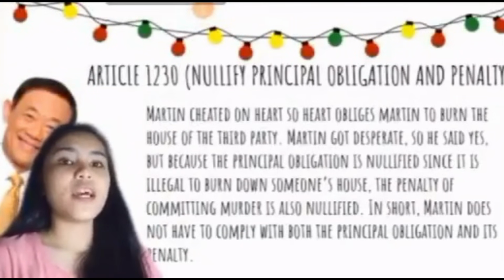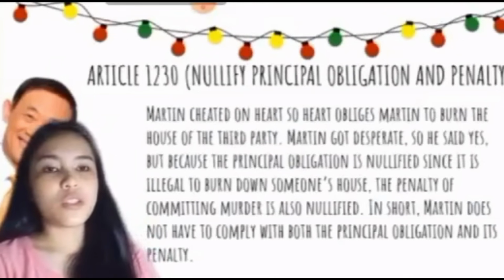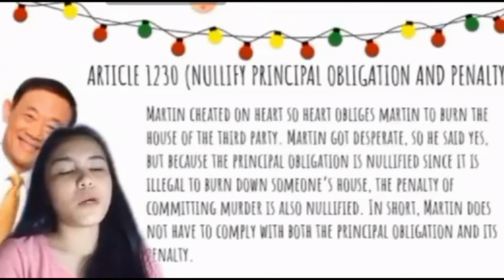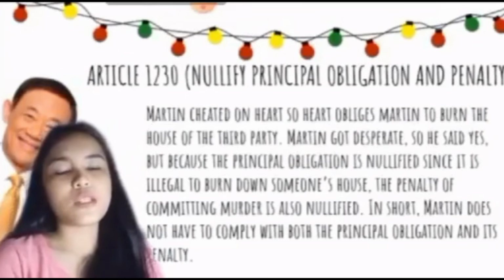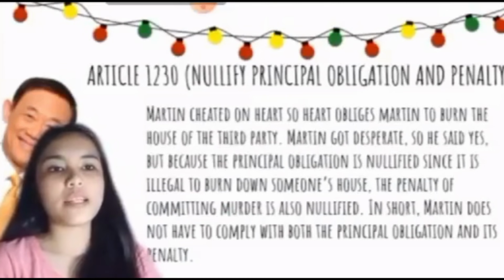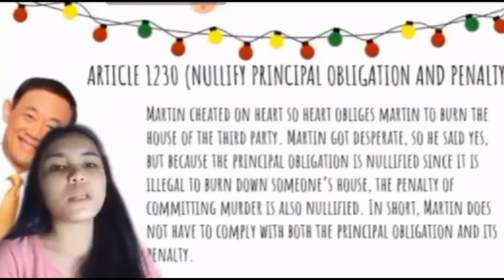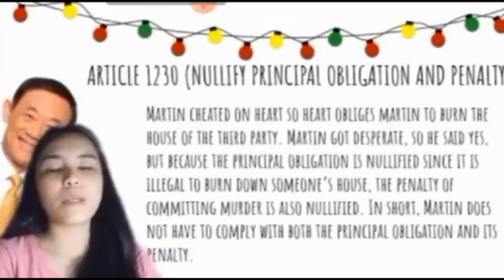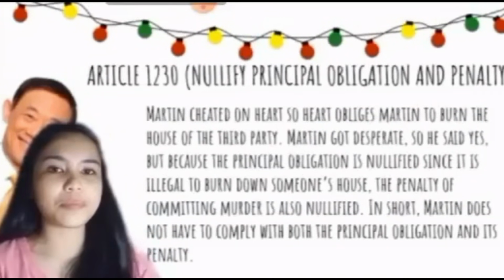Article 1230: nullify principal obligation and penalty. Martin cheated on Hart, so Hart obliges Martin to burn the house of the third party. Martin got desperate, so he said yes. But because the principal obligation is nullified, since it is illegal to burn down someone's house, the penalty of committing murder is also nullified. In short, Martin does not have to comply with both the principal obligation and its penalty.